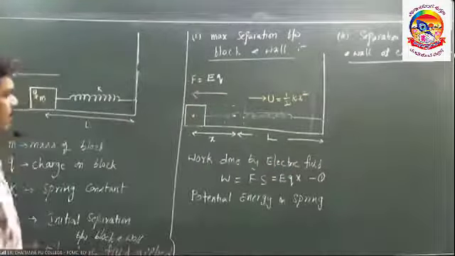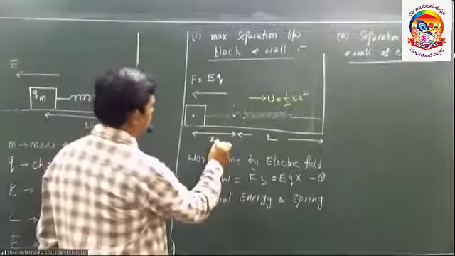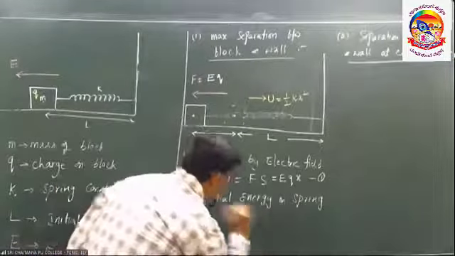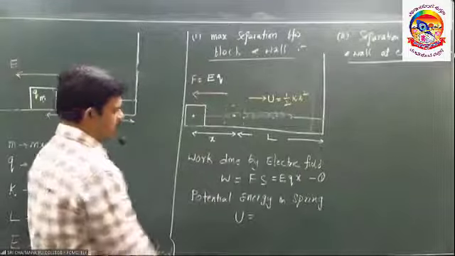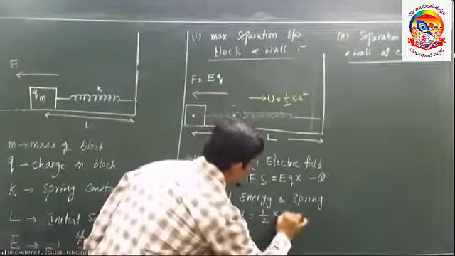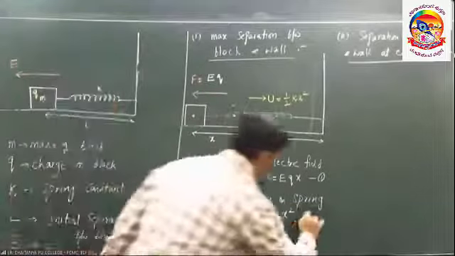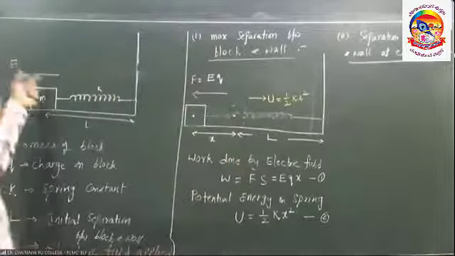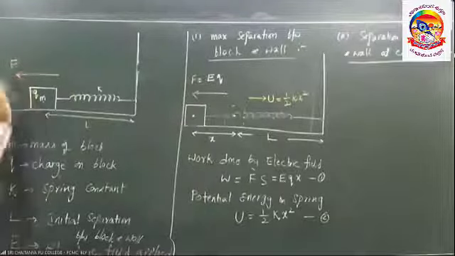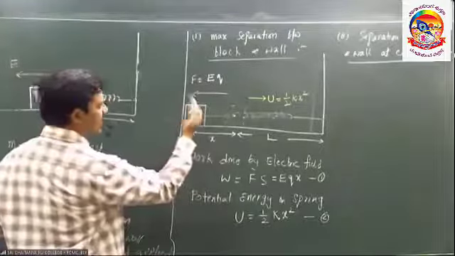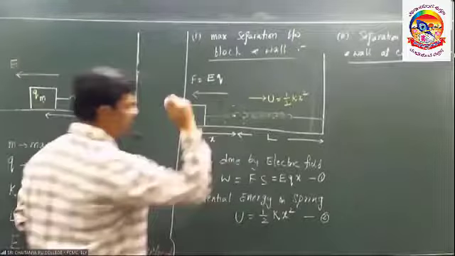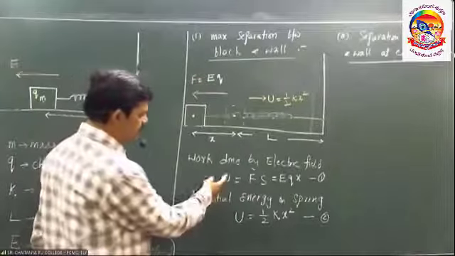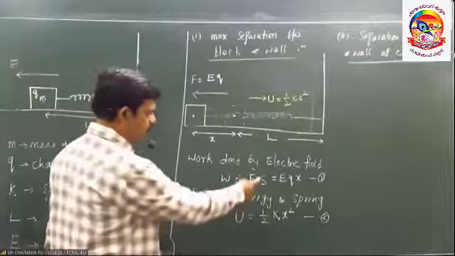Potential energy in the spring, for my convenience, let the extension be x. The potential energy in the spring, U, is half k x square. Whenever this field is suddenly switched on, the block moves suddenly and it moves maximum until the total work converts into potential energy. So at this position, this work done is converted into this potential energy, so we can make these two equal.